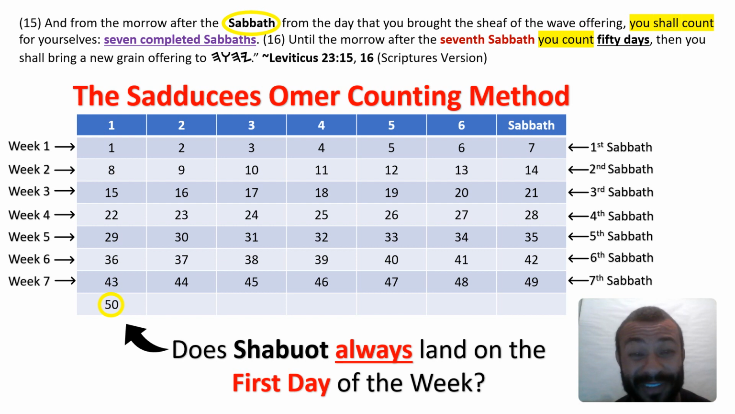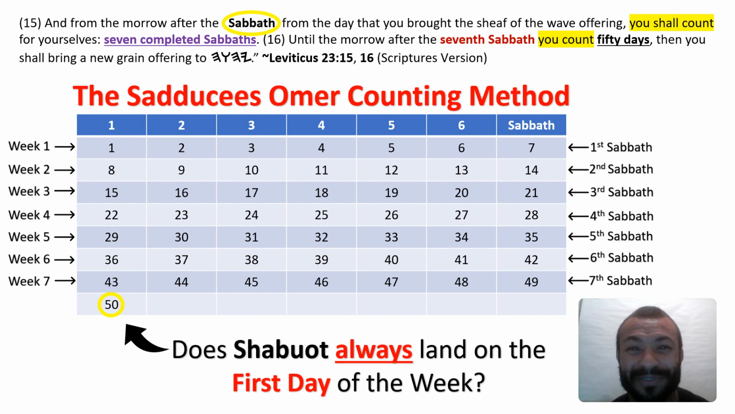Because interestingly, when you read this, a lot of people get really confused when you get to verse 16, where it says, the morrow after this 7th Sabbath, you shall count 50 days. Most people that have been taught the Sadducee method of counting read that verse and in their mind, 7 plus 7, and then the morrow after, that's 50. That would mean the morrow after would be the first day of the week. So that means the wave offering would have to be on the first day of the week, and that'd be the end of the discussion.